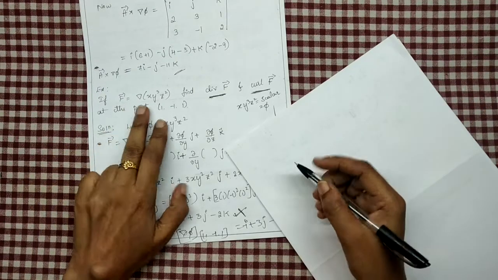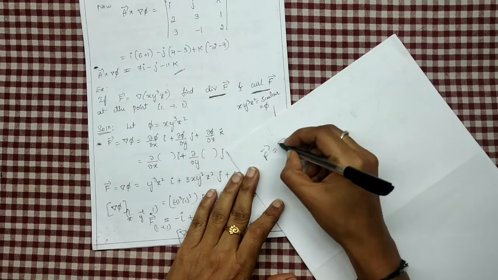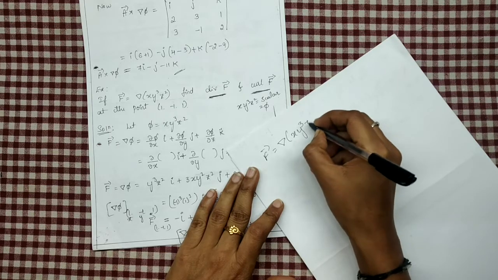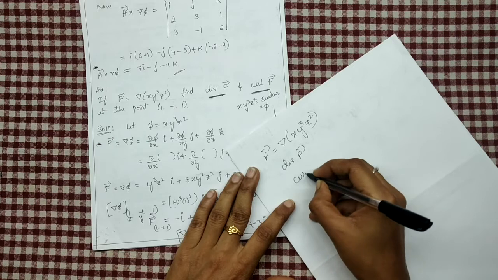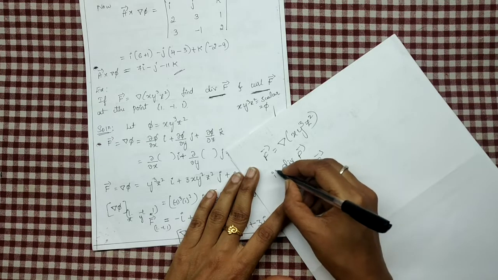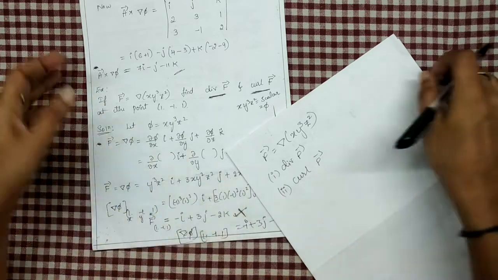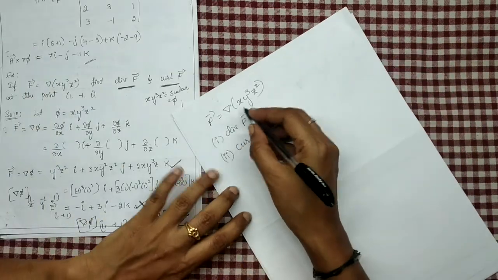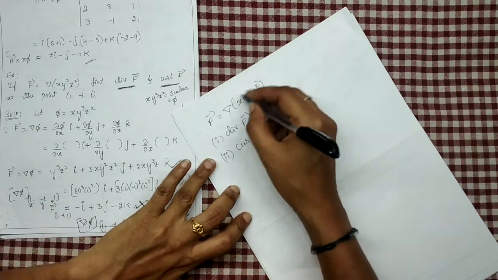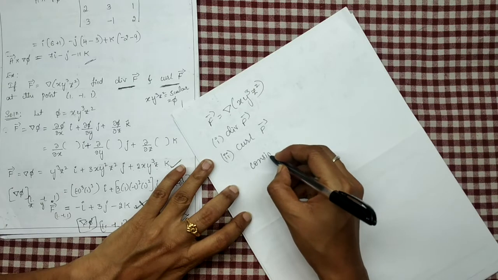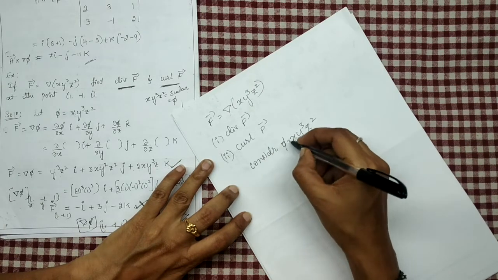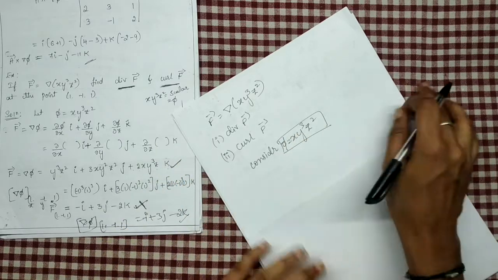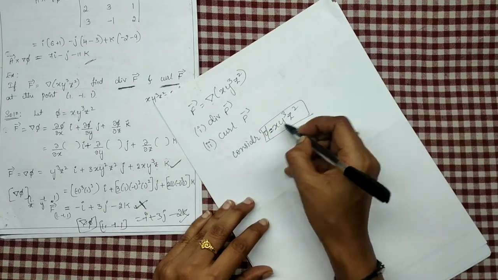If vector f is equal to del of x, y cube, z square, find the divergence of vector f and curl of vector f. These two you have to find. This is the first question, this is the second question. Here, in the given problem, del of some function is given. Consider this x, y cube, z square as some function phi. We are considering phi is equal to x, y cube, z square.